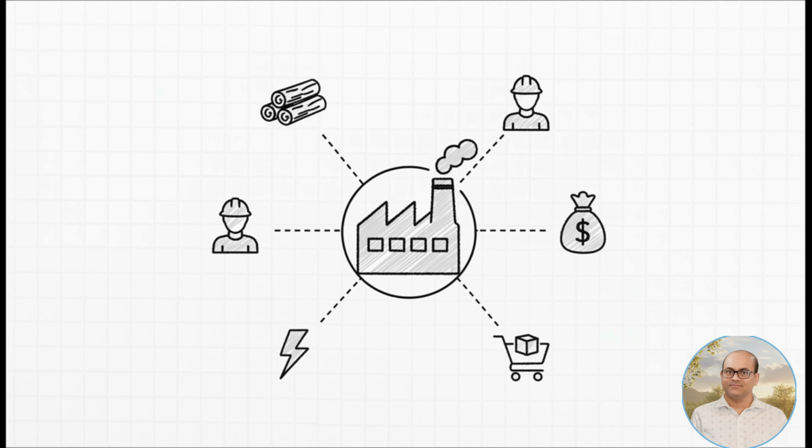First, you need the raw material to be nearby. You need workers or labor. You need money, which is capital. Of course, you need electricity or power. And you need a market where you can sell your goods. Sometimes government policies also help. That's why most sugar mills in India are in Uttar Pradesh, because sugarcane grows there. It just makes sense, doesn't it? It reduces the cost of transport.